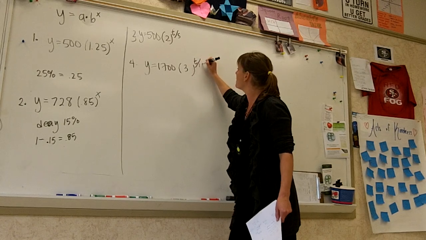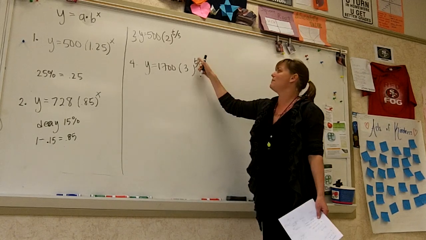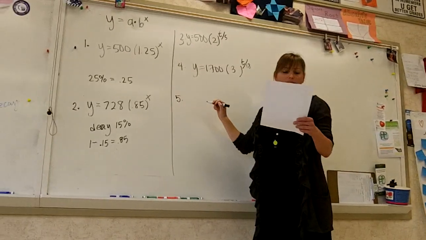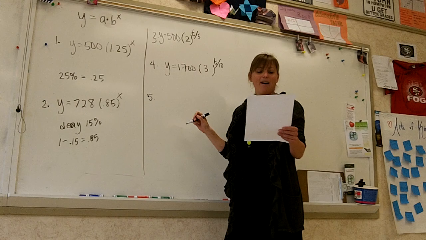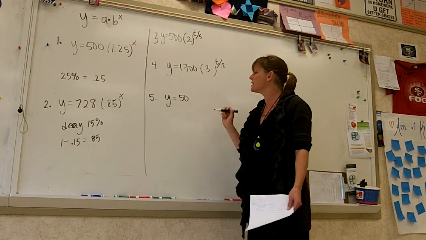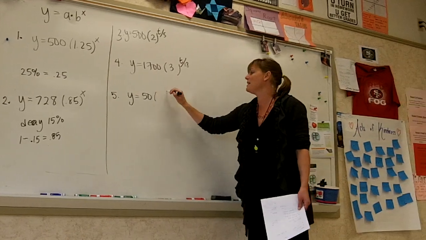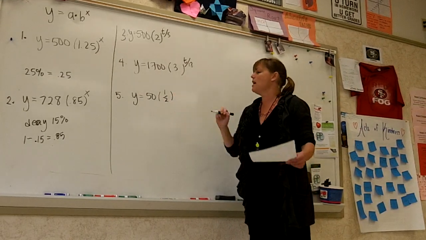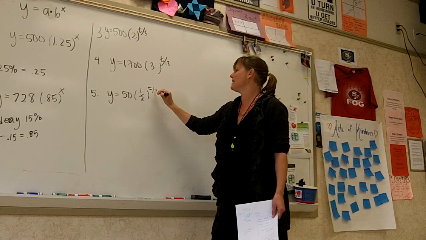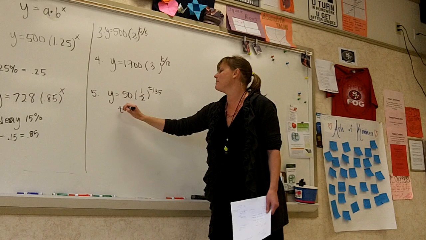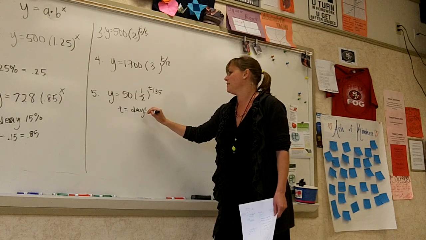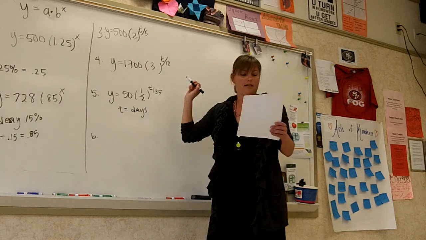So I just have to remember, however long it takes, I just divide my time by that amount. Oh, that's not so bad. So let's see, number 5. I'm starting off with 50 grams of substance. I'm halving it, so that means my base is a half. But it's not halving every day, it's halving every 35 days. So I would just say t divided by 35, and then I would mention probably that t is a measure of days.